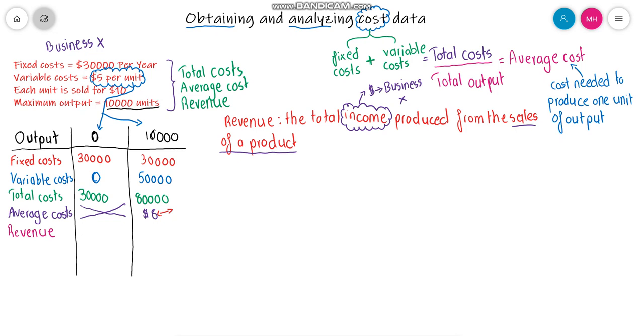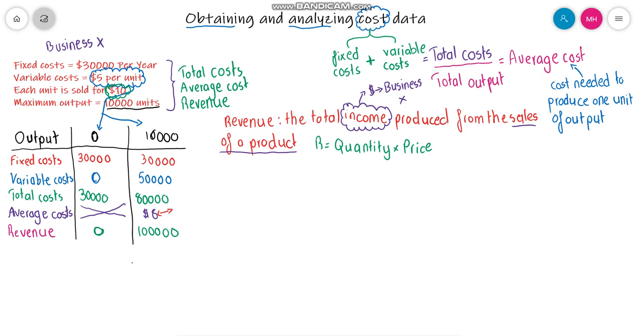Wait, I forgot to tell you the revenue formula. Revenue is basically quantity times price, the selling price of the product. As you can see, the selling price is $10, and quantity is output, so 10 times 0 will remain 0, while 10 times 10,000 output will become 100,000. Okay, now we have obtained the cost data. Now we need to analyze it.